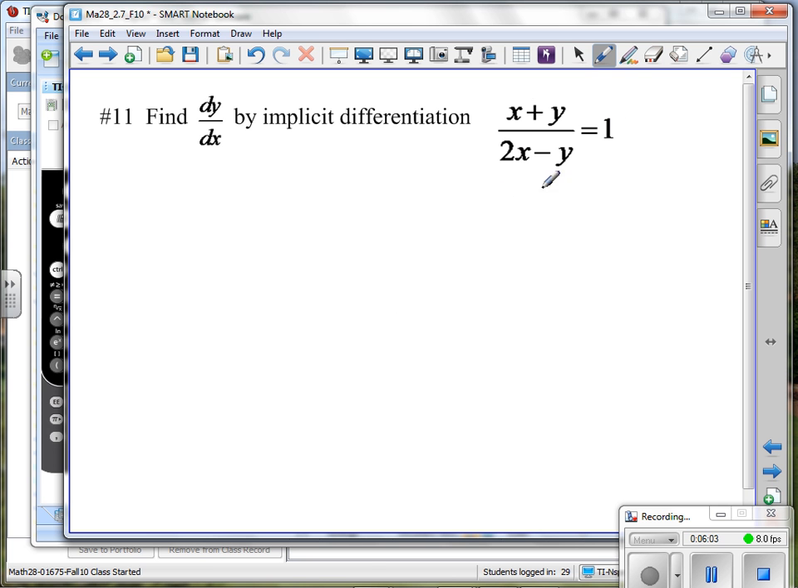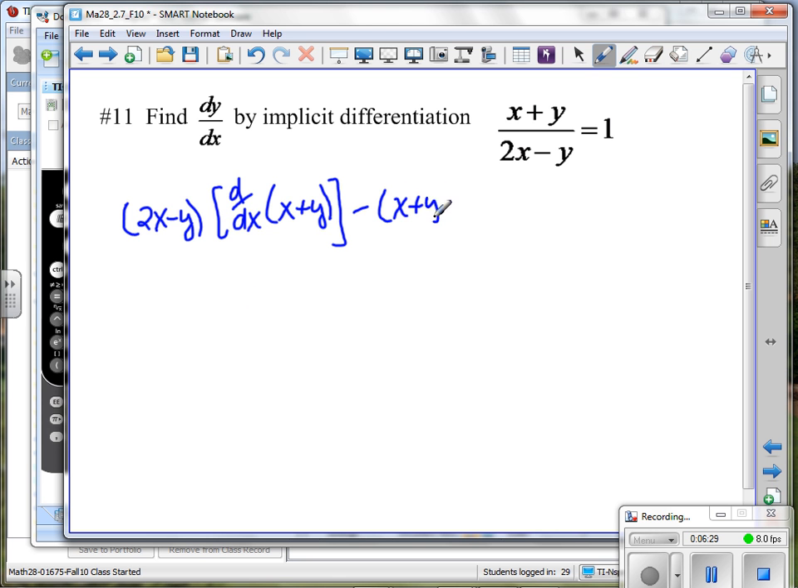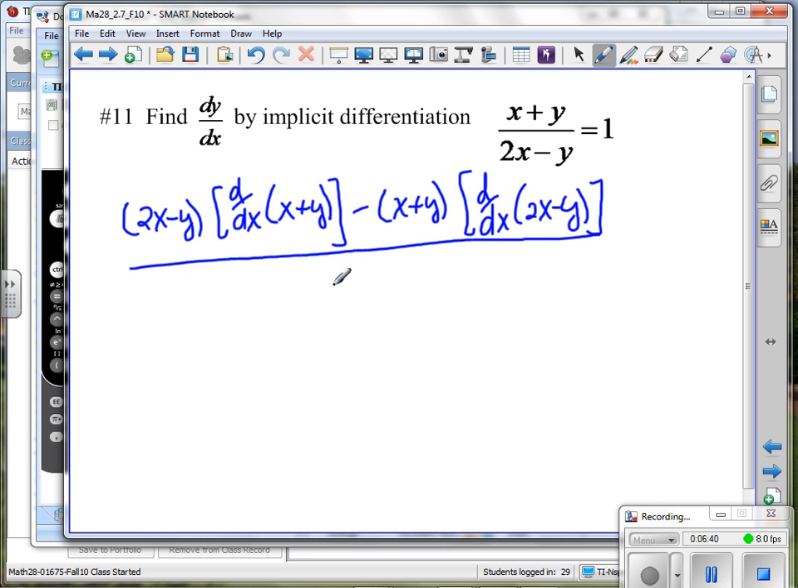Now, first of all, I see a quotient. Do you? Right, there's a quotient. So I've got to use the quotient rule. To start with the quotient rule, I'm going to take the denominator times the derivative with respect to x of the numerator, minus the numerator times the derivative with respect to x of the denominator, all of this divided by the square of the denominator.